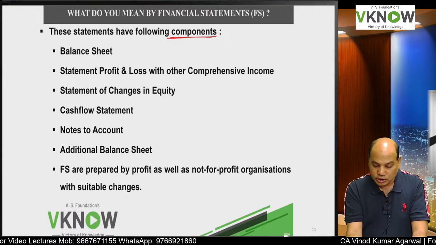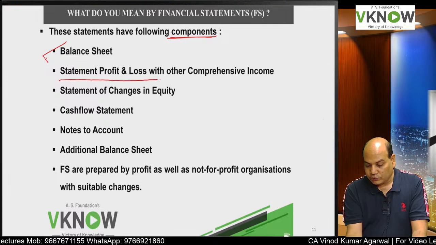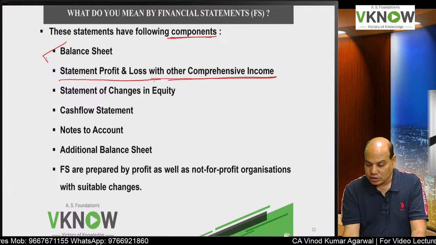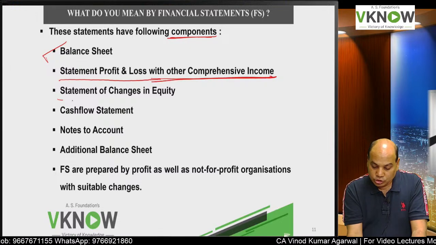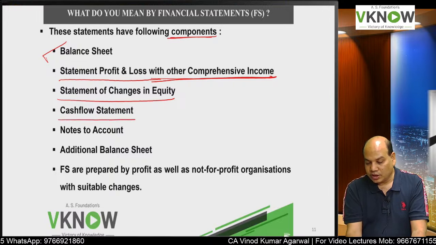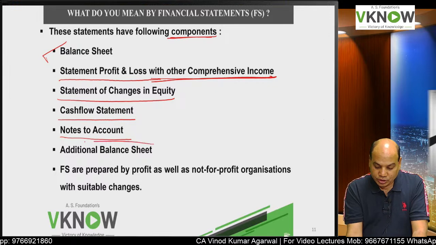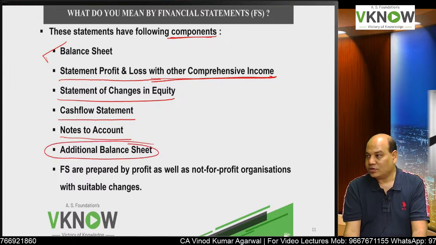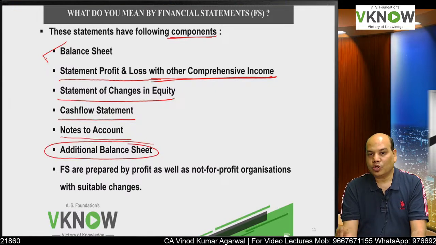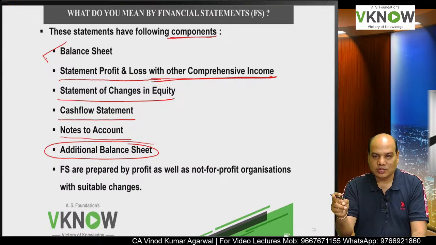Most of these you already know. One is called balance sheet, then statement of profit and loss with OCI, other comprehensive income. You also have to give statement of changes in equity if it is an Ind AS balance sheet, statement of cash flow, notes to account, and in some cases additional balance sheet. If you apply accounting policy retrospectively, additional balance sheet.